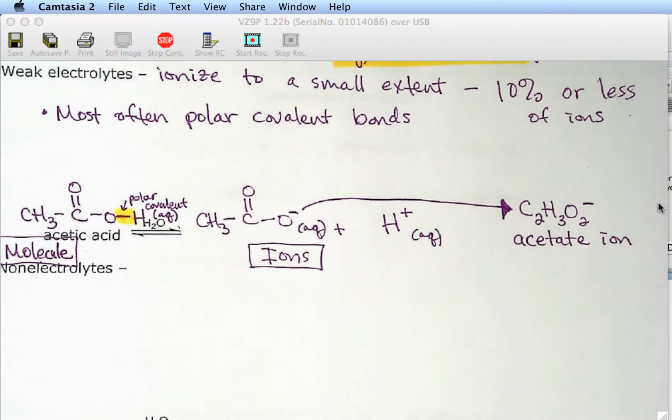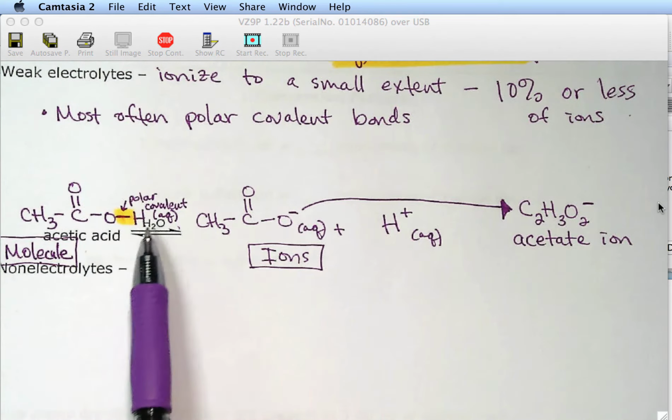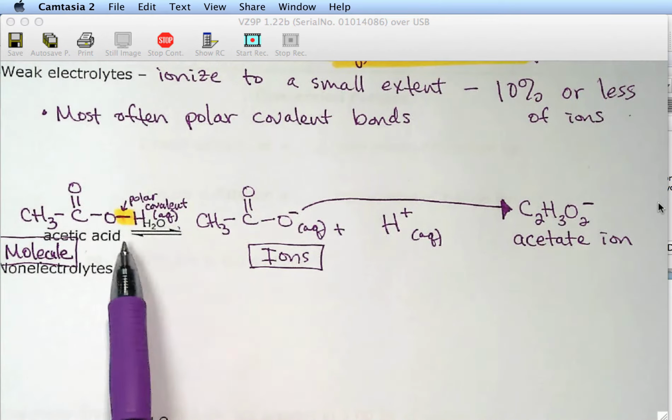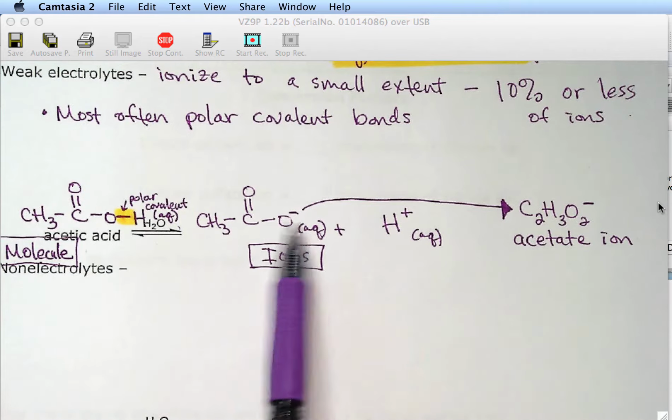So if you ever find yourself in a pinch and you can't remember the formula for acetate ion, you say, I don't know, is it C2H2 or is it C2H3? You could just draw out acetic acid, get rid of that H, and then you have your acetate ion. So these arrows mean you're dealing with a weak electrolyte. So this is not all ions. It's just 10% or less of ions.